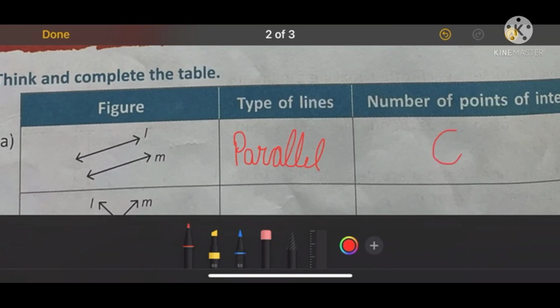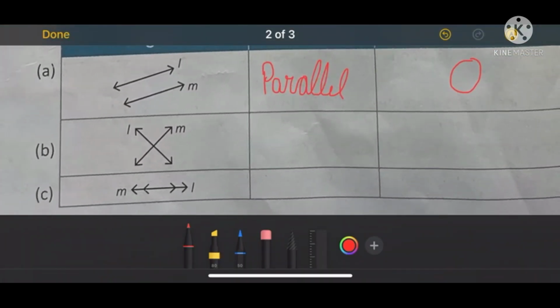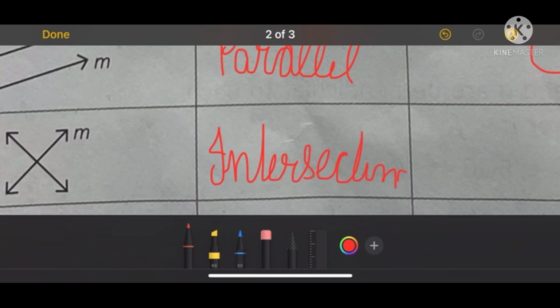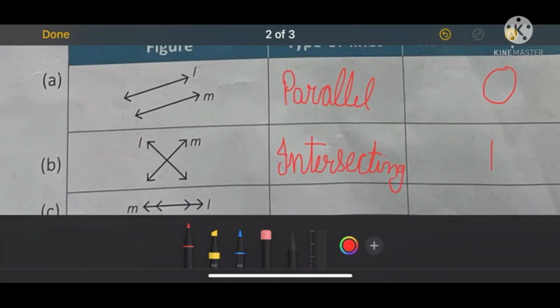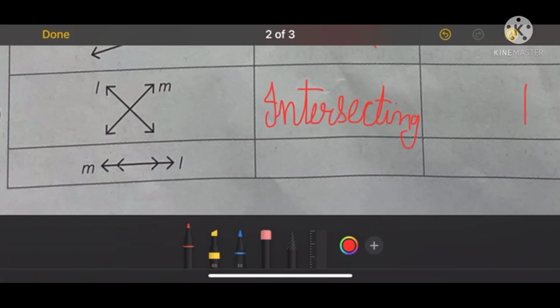Now in B, this figure, lines L and M. Which type of lines are they? They are intersecting lines. And we know that intersecting lines meet at 1 point. So how many points of intersection will there be? It will be 1. Now lines L and M. So what are these lines?